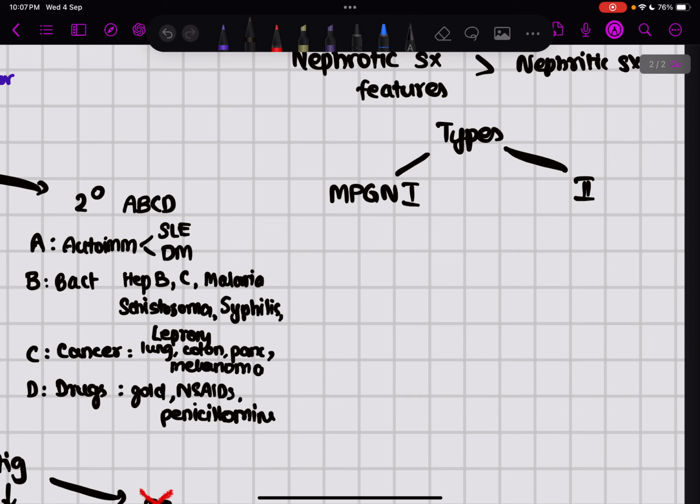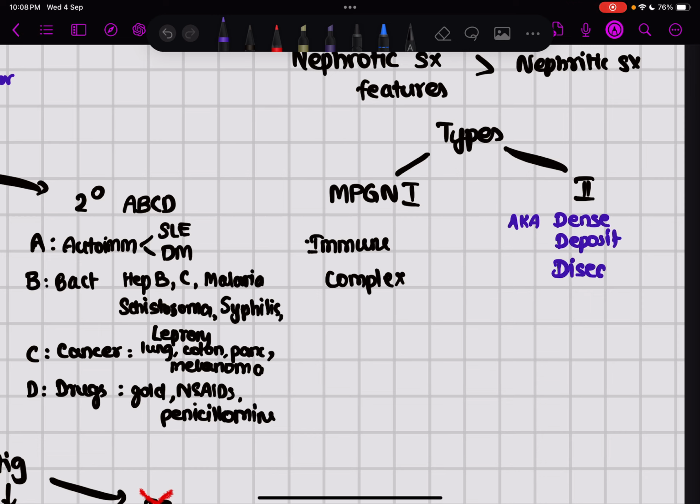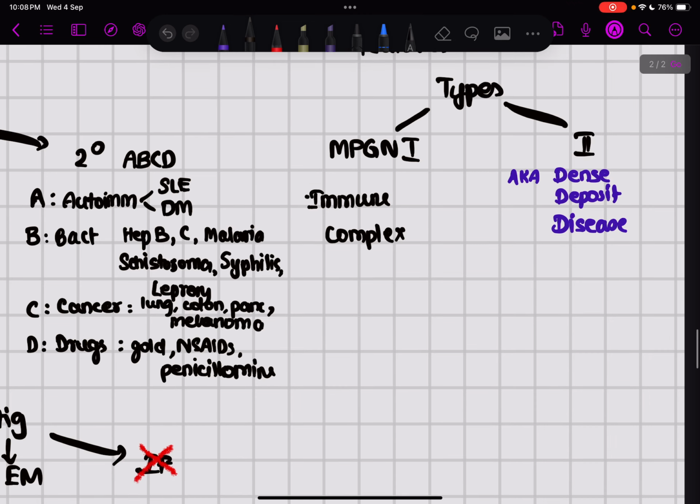Type 1 is immune complex mediated, whereas type 2 is also known as dense deposit disease, DDD. This is due to C3 complement activation, C3 nephropathy.